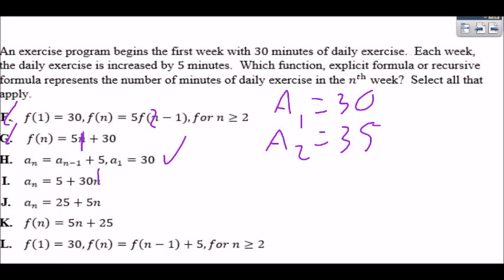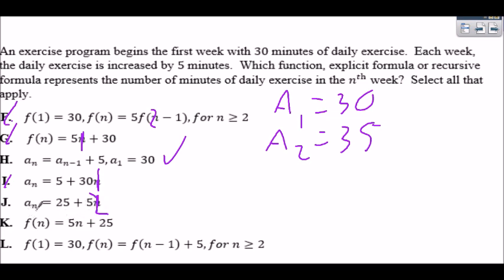This says do 5 minutes of workout plus 30 minutes times what week it is. So let's put in 1 again. So 30 times 1 plus 5 is 35. And that doesn't give us our 30. So that's off the table. This says start with 25 minutes of workout plus 5 minutes times what week it is. So if I were to put 1 in, 5 times 1 is 5 plus 25 is 30. So that works. Let's plug in 2 just to make sure that works. So 5 times 2 is 10. 10 plus 25 is 35. So that works. And then J and K are the same thing, just rewritten in order.